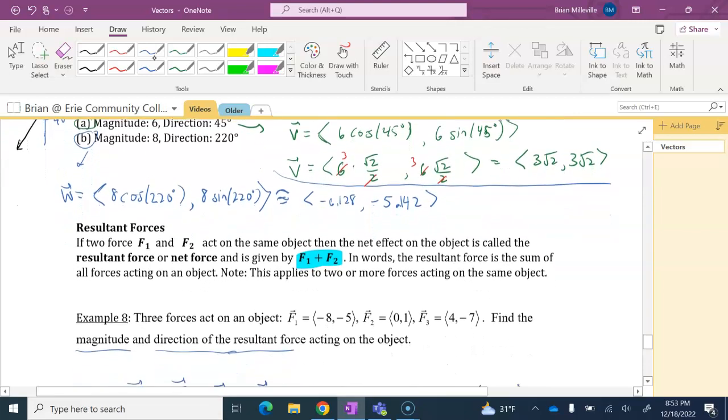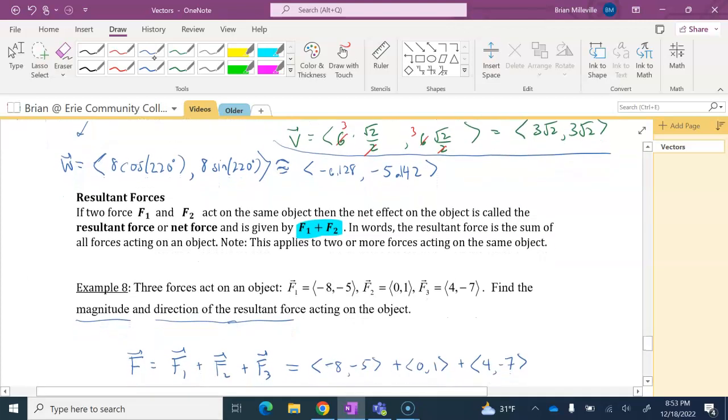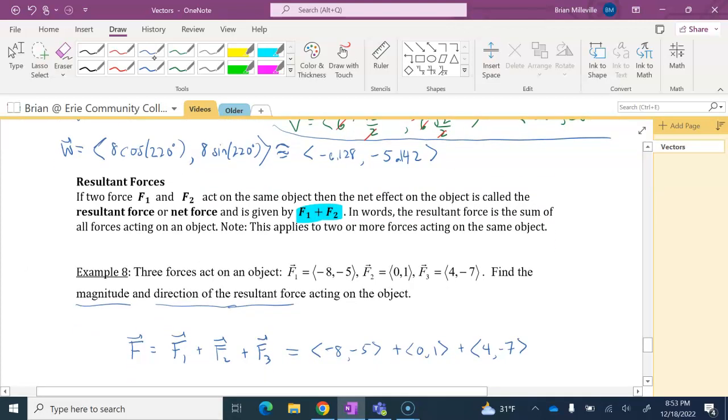Okay, so let's do one last example, which says 3 forces act on an object. We've got them listed in component form here, F1, F2, and F3. We want to find the magnitude and the direction of the resultant force. So I'm going to call the vector capital F the resultant, right? And notice the resultant here is F1 plus F2 plus F3.